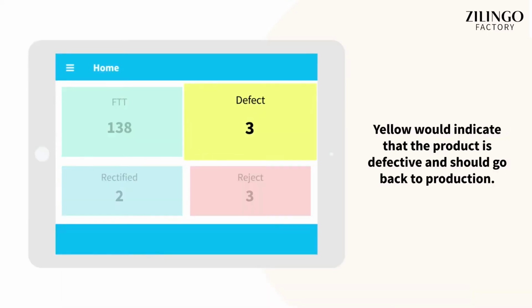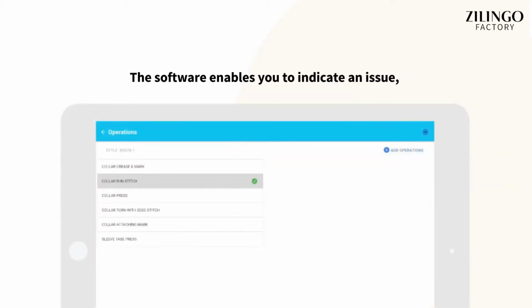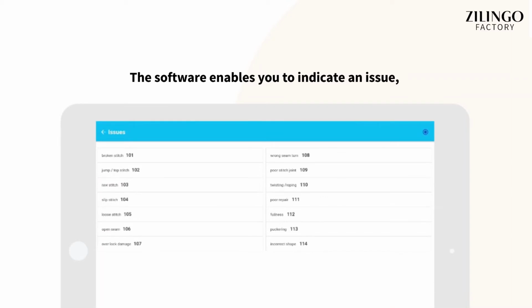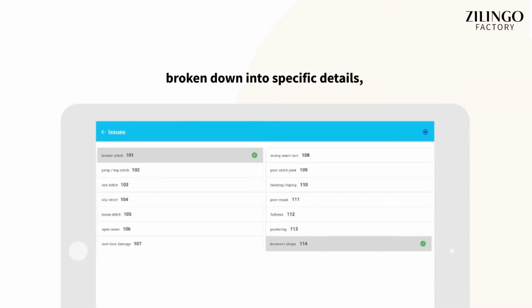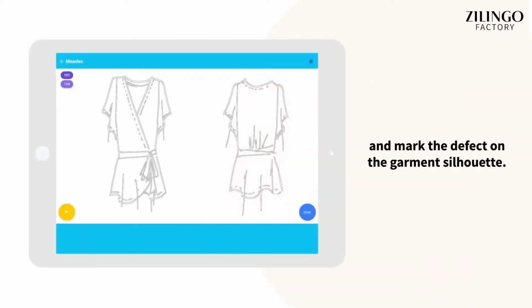Yellow would indicate that the product is defective and should go back into production. The software enables you to indicate an issue, broken down into specific details, and mark the defect on the garment silhouette.